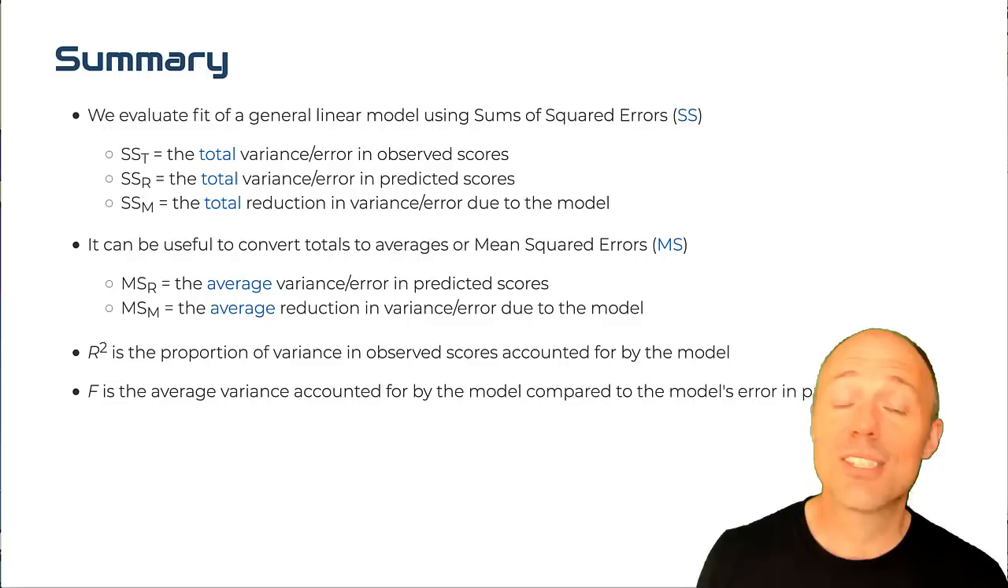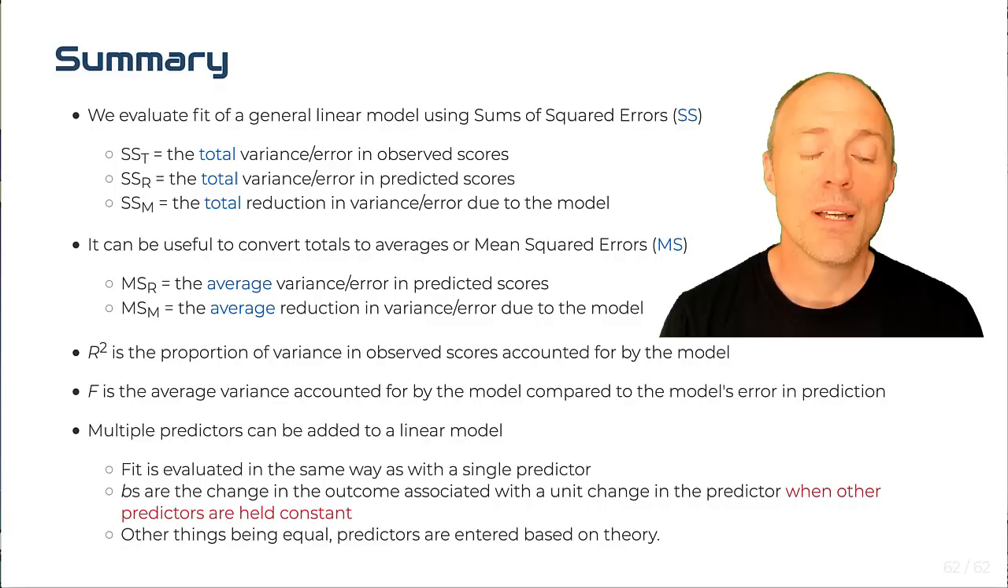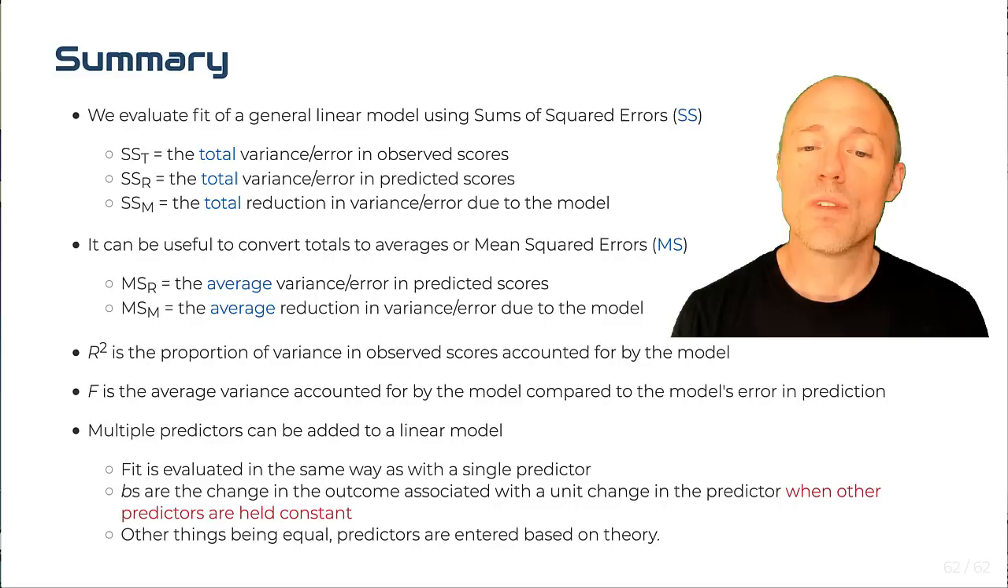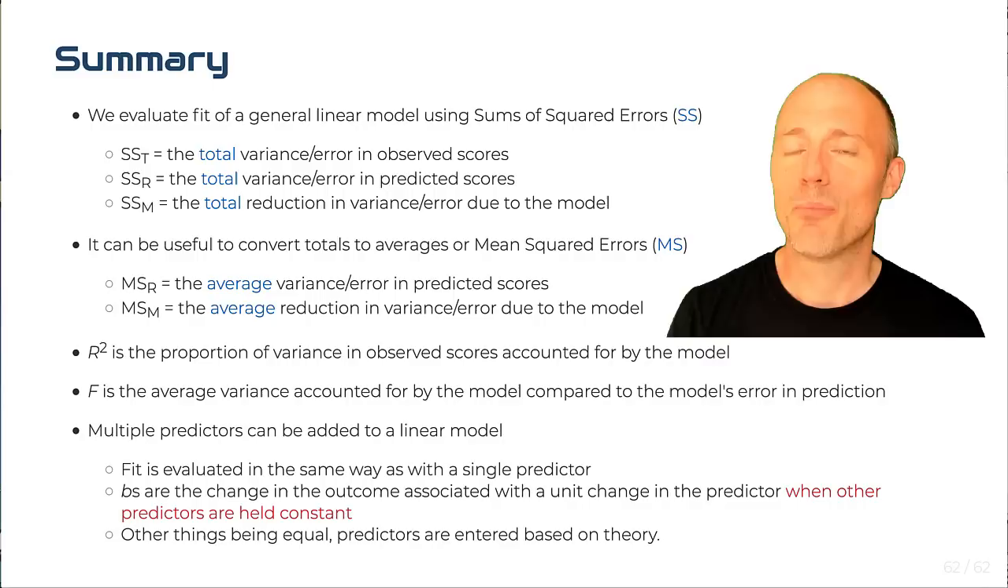We also saw that multiple predictors can be added to a linear model. And when they are, the way the fit is evaluated is basically the same. B's are interpreted in a very similar way. It's just the change in the outcome associated with a unit change in the predictor, but when the other predictors are held constant, that's the only difference. And other things being equal, enter your predictors based on theory, not based on a stepwise method.